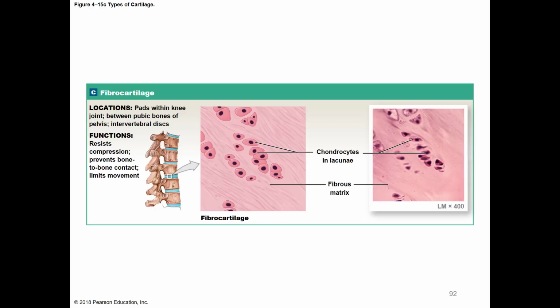Fibrocartilage is very tough because it has interwoven collagen. We can see chondrocytes here, and then we can see the matrix is filled with lots and lots of fibers, which makes this very tough, and it can withstand compression. So we find this in between the vertebrae, making up the intervertebral discs.